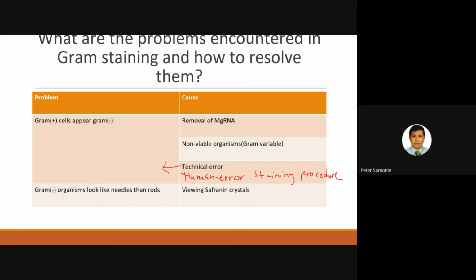That would happen if your gram negative appears gram positive. Yes, Mira. Sir, is it because the mordant was not added? Yes, possible. Yes, the mordant was not added. What else?